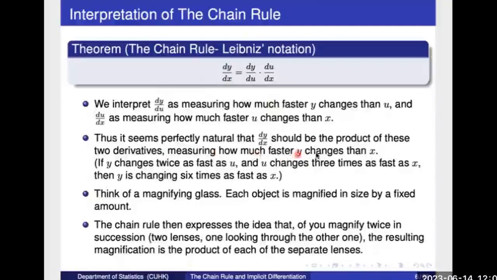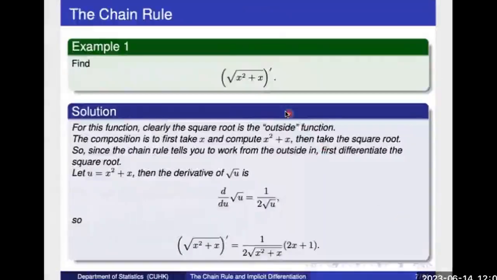Think of a magnifying glass. Each object is magnified in size by a fixed amount. The chain rule then expresses the idea that if you magnify twice in succession, with two lenses, one looking through the other, the resulting magnification is the product of each separate lens. Let's see some examples to better understand the chain rule in action.